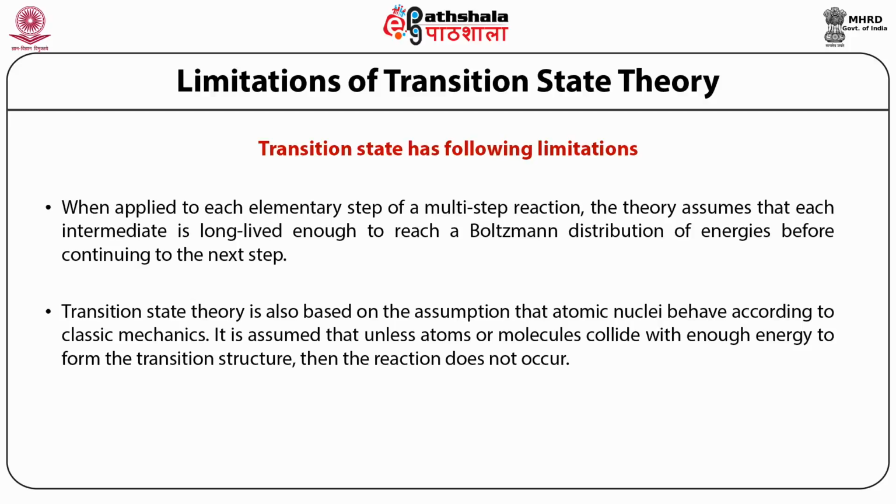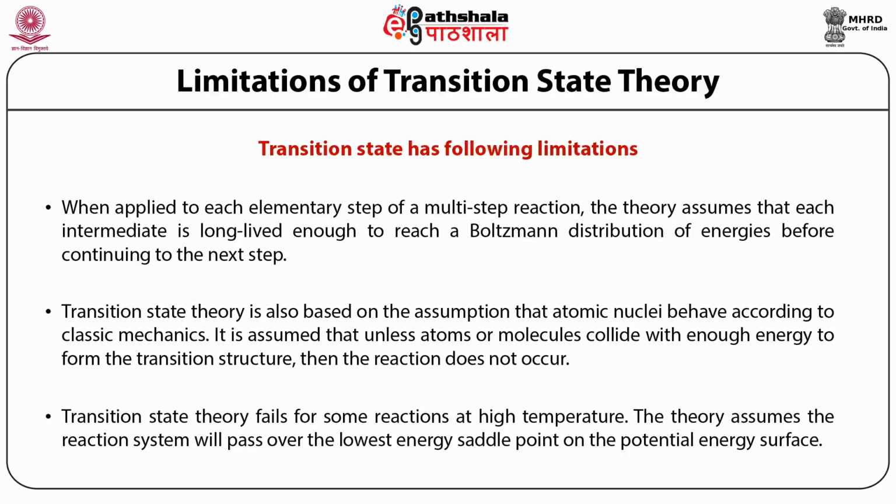The third limitation of this model is that transition state theory fails for some reactions at high temperature, because this theory assumes that the reaction system will pass over the lowest energy transition state or saddle point on the potential energy surface. While this description is consistent for reactions occurring at relatively low temperature, at high temperature the molecules populate higher energy vibrational modes, their motion becomes more complex, and collisions may lead to a transition state far away from the lowest energy saddle point. This deviation from transition state theory is observed even in the single exchange reaction between diatomic hydrogen and a hydrogen radical.